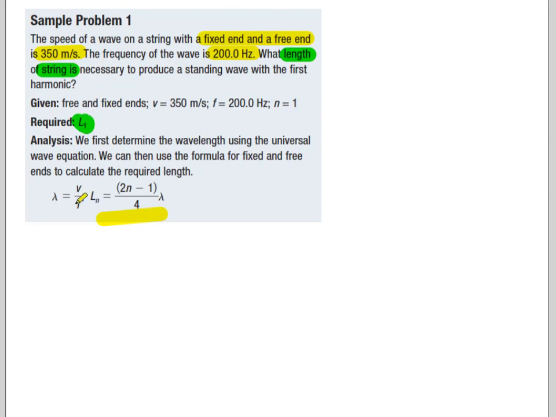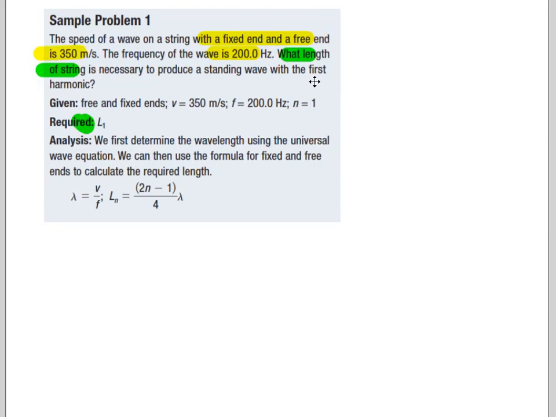So this is our universal wave equation. This is our relationship for a fixed free end reflection. I'm just going to move that highlighter out of there. Okay, so now we have to combine those things or bring them together. And this happens quite a bit. So let's write in what we know.